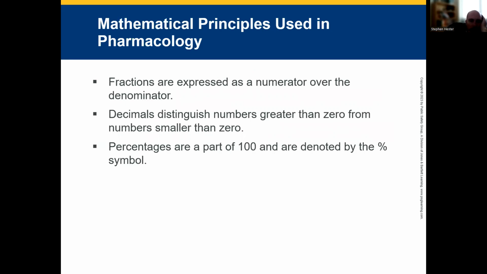All right, so mathematical principles used in pharmacology. Please make sure that you understand math. Percentages are a part of 100, denoted by the percent symbol. Decimals distinguish numbers greater than 0 from numbers smaller than 0.